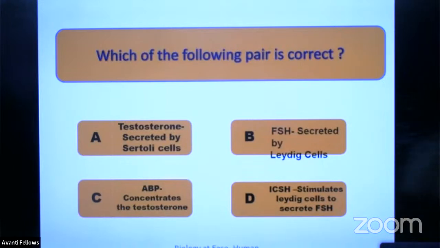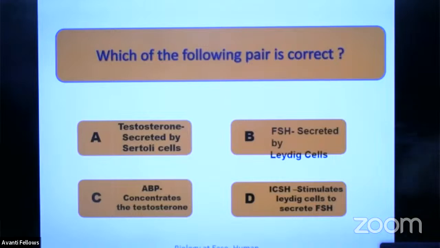Then come to question number 11. Which of the following pairs is correct? There are 2 pairs given in every option. And the correct answer is option C. Option C, that is ABP and concentrate the testosterone. ABP is the androgen binding protein, and it is produced by the Sertoli cells in the seminiferous tubule, and this is to increase the concentration of the testosterone. The testosterone can be concentrated with ABP, the androgen binding protein. So here the correct answer is C, ABP concentrates the testosterone.